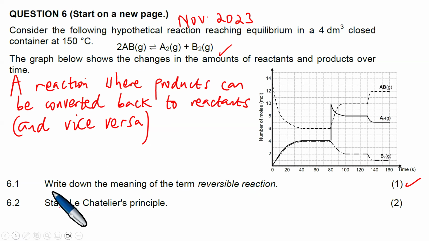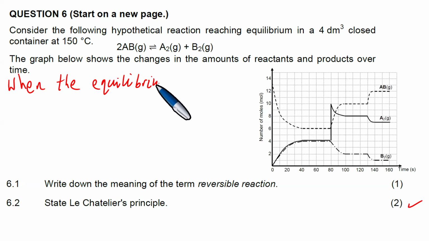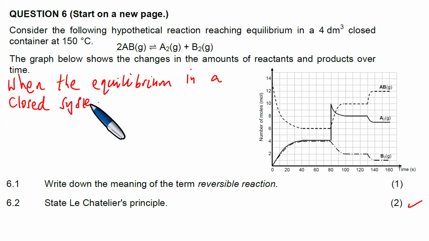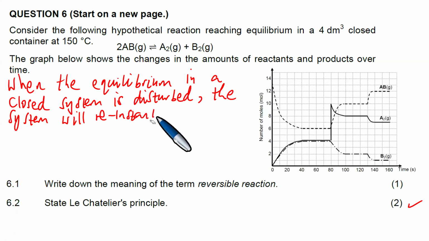Let us write the statement of this one. It comes most of the time. Please, this one is 2 marks. You can be rest assured, always memorize it. When the equilibrium in a closed system is disturbed, the system will reinstate a new equilibrium.